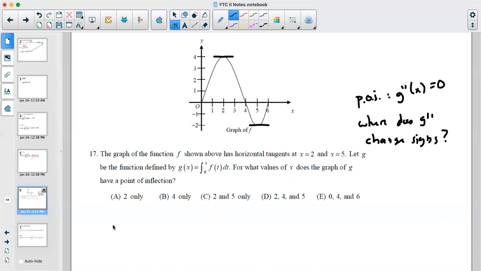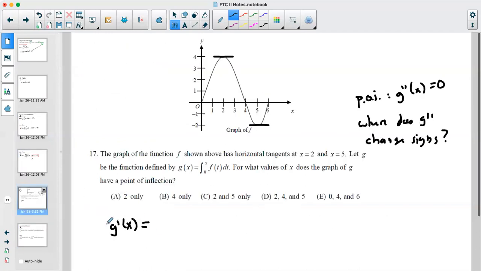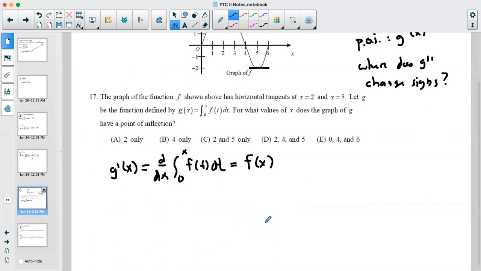Well, let's start by finding g prime. G prime of x equals. And remember, up here I had f of x equal to this integral function, and I took the derivative and I just got the thing inside it. I used the second fundamental theorem. So I can do the same thing here. G prime is the derivative of this function, which we just saw is equal to f of x. The derivative of an integral is just the function, and you plug the x in for the t. Okay, g prime is f of x.